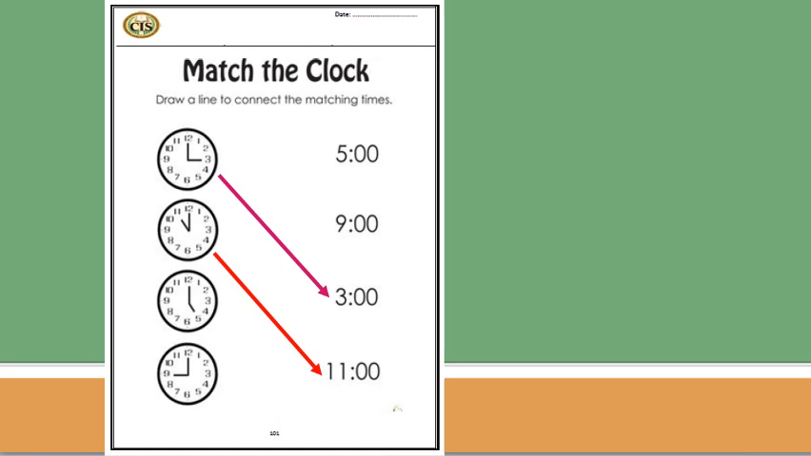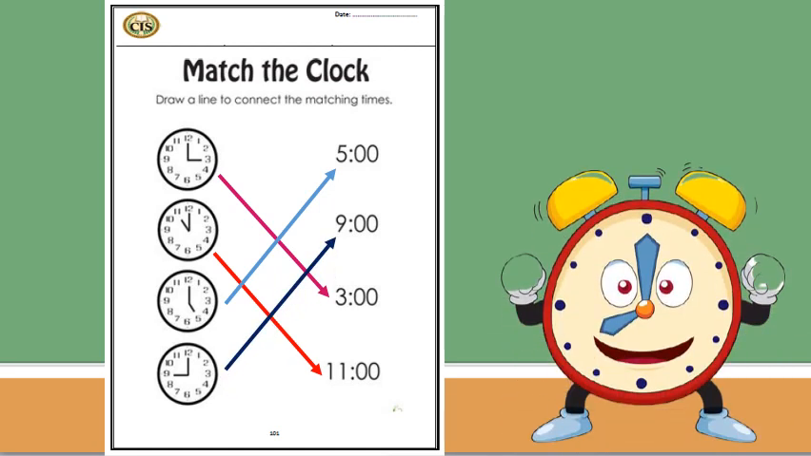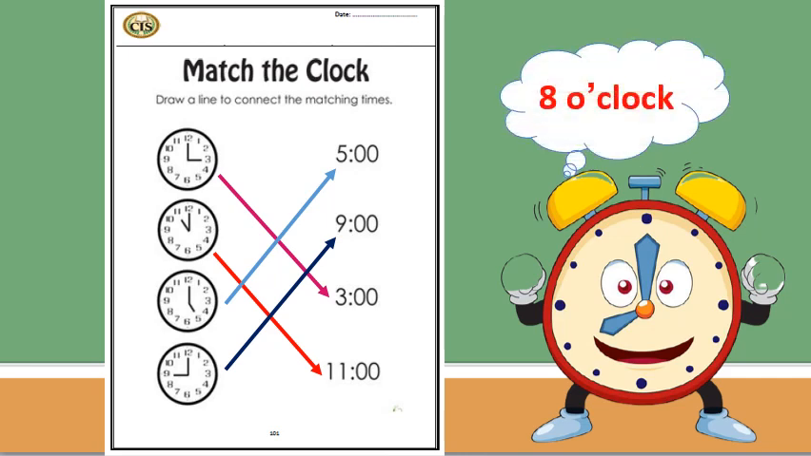Here the short hand points to 5 and the long hand points to 12. So it means 5:00. Here the short hand points to 9 and the long hand points to 12. So it means 9:00. Now, what is the time? It will be 8 o'clock.